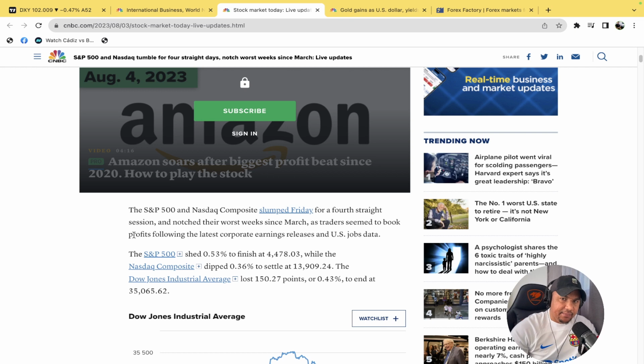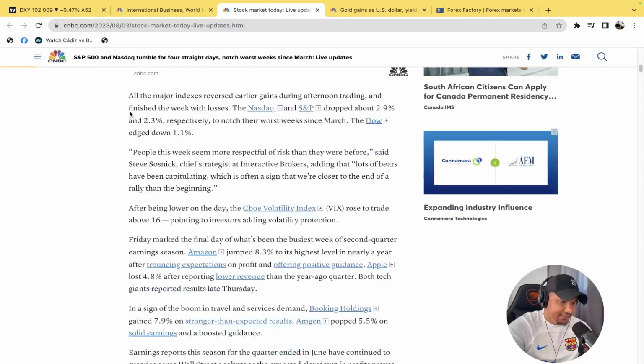Now, the reason why you see that happening is the market is obviously anticipating the Fed is less likely to hike the interest rates, but that can once again change once we get the inflation data that's coming through next week, Thursday. It says all major indexes reversed earlier gains during afternoon trading and finished the week with losses. The NASDAQ and the S&P 500 dropped 2.9% and 2.3% respectively as well. It says here, people this week seem more respectful of the risk than they were before, said Steve Sosnick, chief strategist at Interactive Brokers. And then they basically wrote an entire article over here.